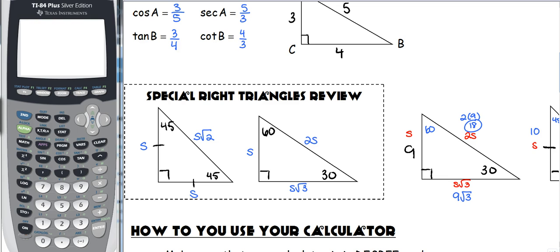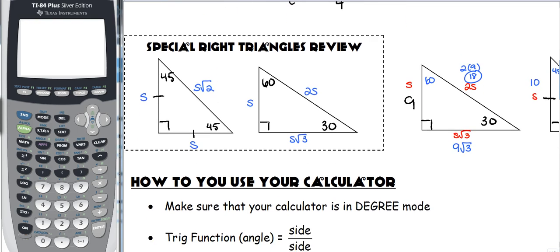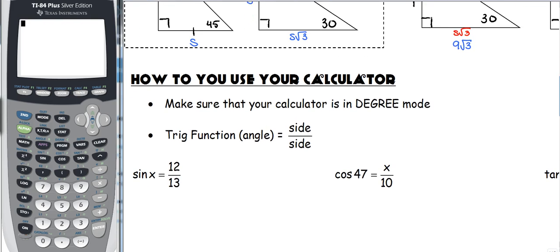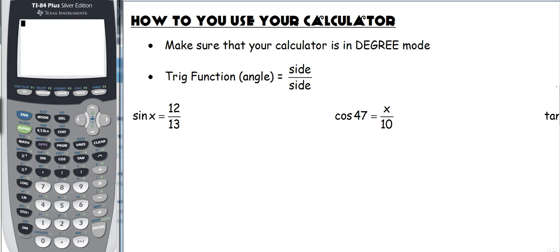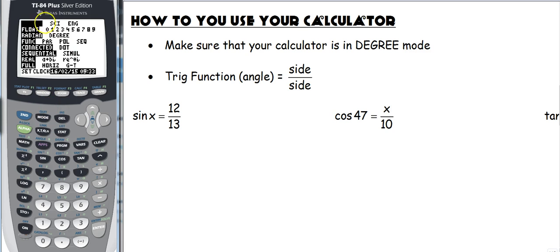All right, for the next part of your notes, you need your calculator. So we're going to talk about how we can do these trig functions on our calculator. The first thing that you want to do is make sure that your calculator is in degree mode. So we go to our calculator. Here's your mode button. When you hit mode, we want to make sure that degree is highlighted. So mine is radian, so I've got to change it out of radian mode into degree mode. So I highlight degree, I hit enter, and it changes my mode into degree. So you want to make sure that your degree is highlighted.